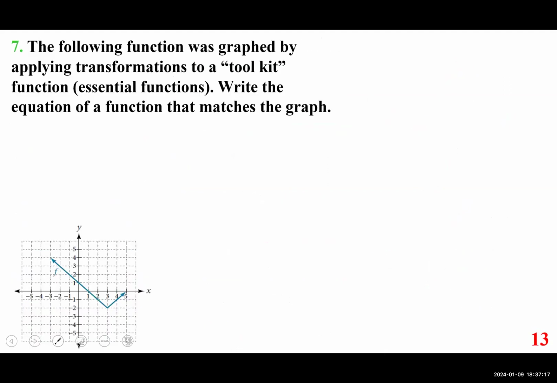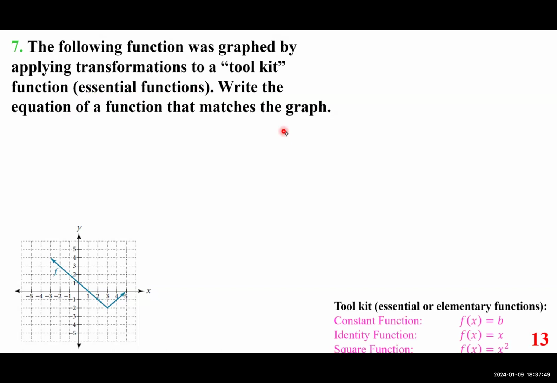The following function, this graph, was graphed by applying transformations to a toolkit function. When we say toolkit function, sometimes they call it essential function, sometimes basic functions, sometimes basic algebraic functions. We want to write the equation of a function that matches the graph. And so I want to remind everybody how each basic function looks, and we are supposed to know them.